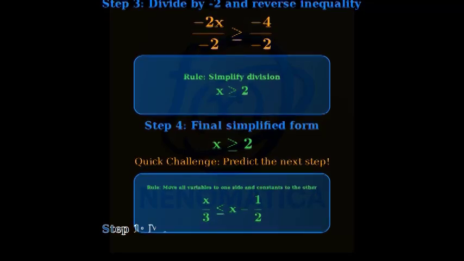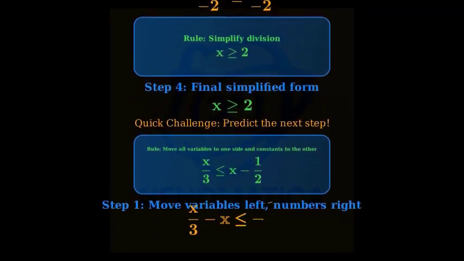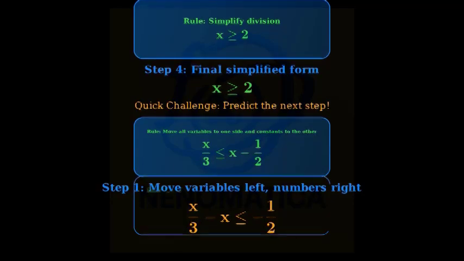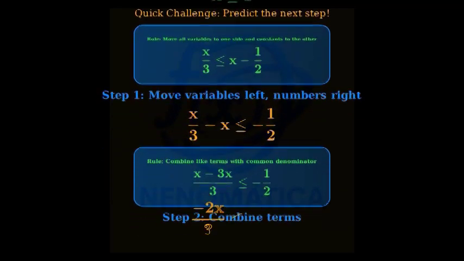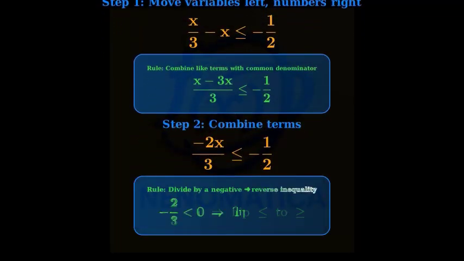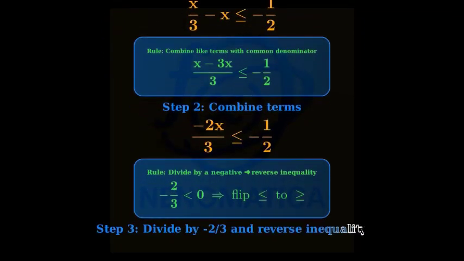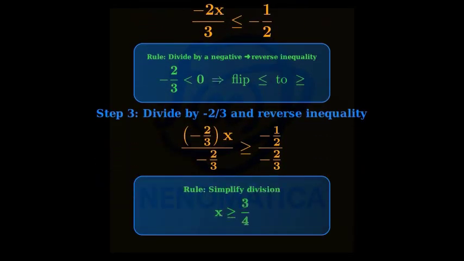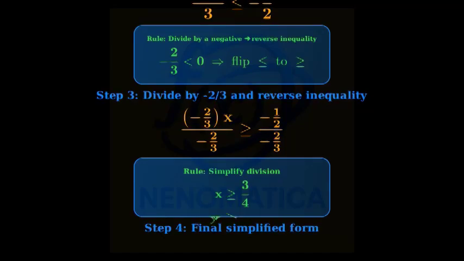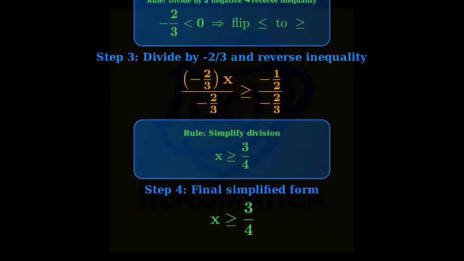For the second inequality, move all variables to the left and constants to the right. Combine like terms with a common denominator of 3. Divide both sides by negative 2/3 and reverse the inequality. Step 4. Simplify the fractions. We obtain x is greater than or equal to 3/4.